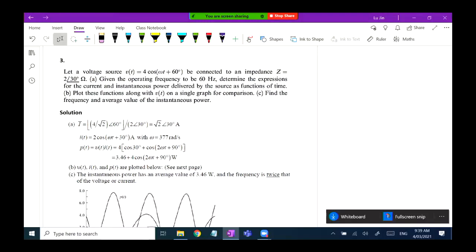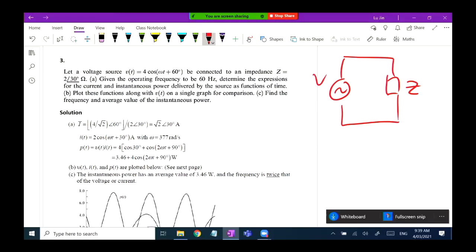In this question number 3, we got a voltage source. So Vt equals 4 cosine omega t plus 60 degrees. This voltage source is connected to an impedance, the Z. The impedance of Z is 2 with 30 degrees ohms. In other words, the layout of this circuit is really simple. An AC voltage source connected to a load, the Z. I think this is the V, right? This V here. This is everything.